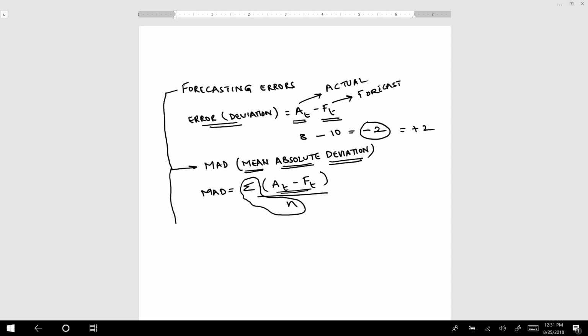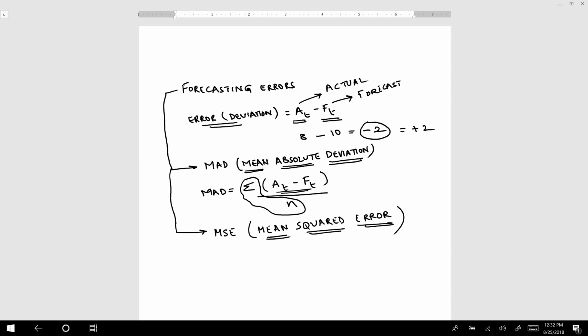And the next method would be MSE, which is mean square error, mean squared error. As the name specifies, we have an error, we square it and we take the mean of it.